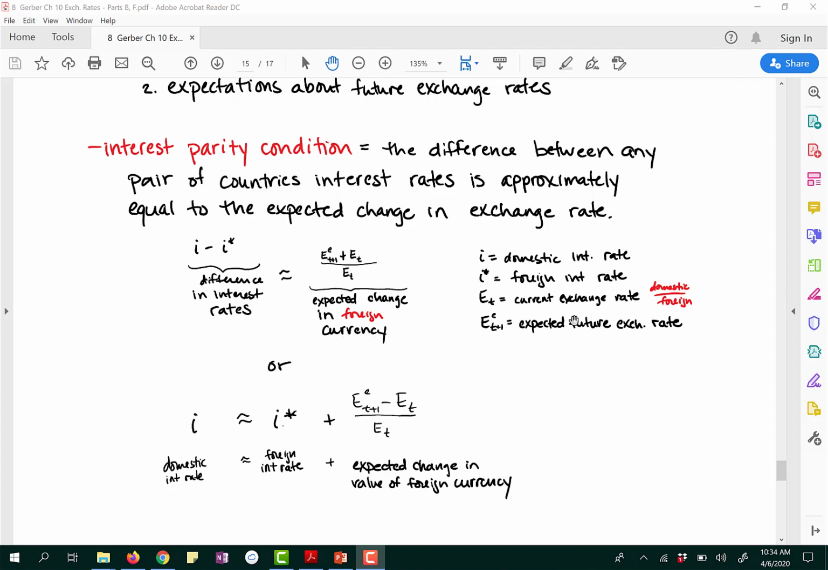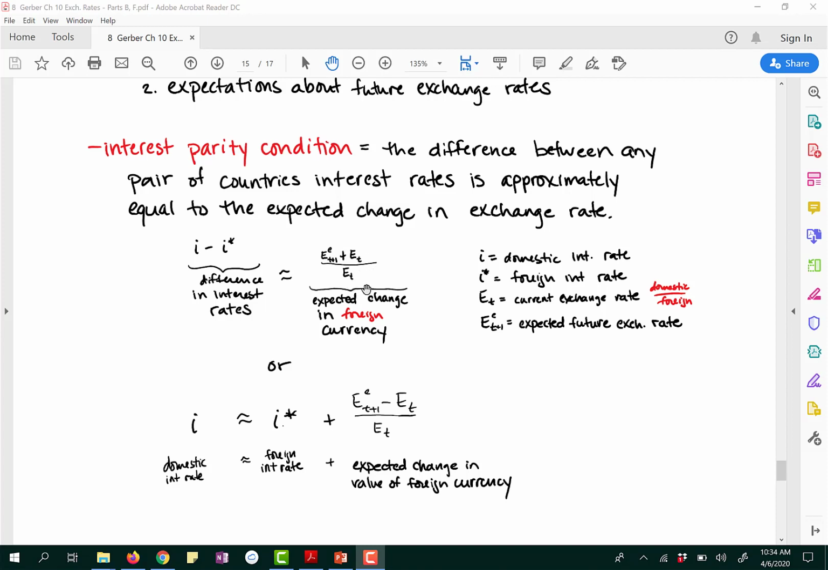So in chapters 18 and 19 of Mankiw, we always set up exchange rates with the domestic currency on the bottom. Unfortunately, the Gerber chapter does the opposite, and I just wanted to follow the notation in the Gerber chapter for this part of the book. So this tells you the expected appreciation or depreciation in the value of the foreign currency. Let me explain this term briefly. It's just a percent change. It is the difference over the initial value.